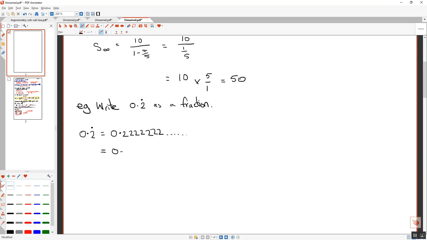0.2 plus... no, it's not a plus sign, it is a dot. Well, that's what we're going to show how we do it now. So 0.2 plus, what do we have to add on to this to get this? 0.022222222. Right. Okay, we'll do it step by step.